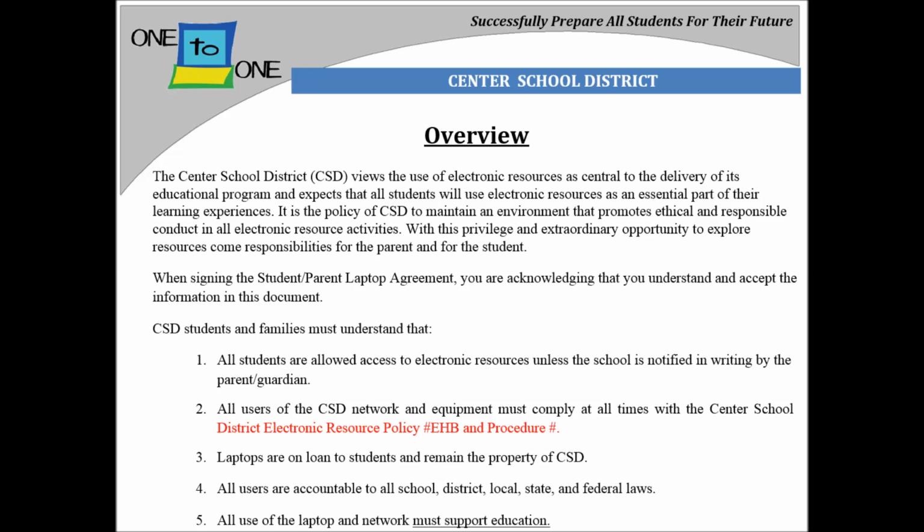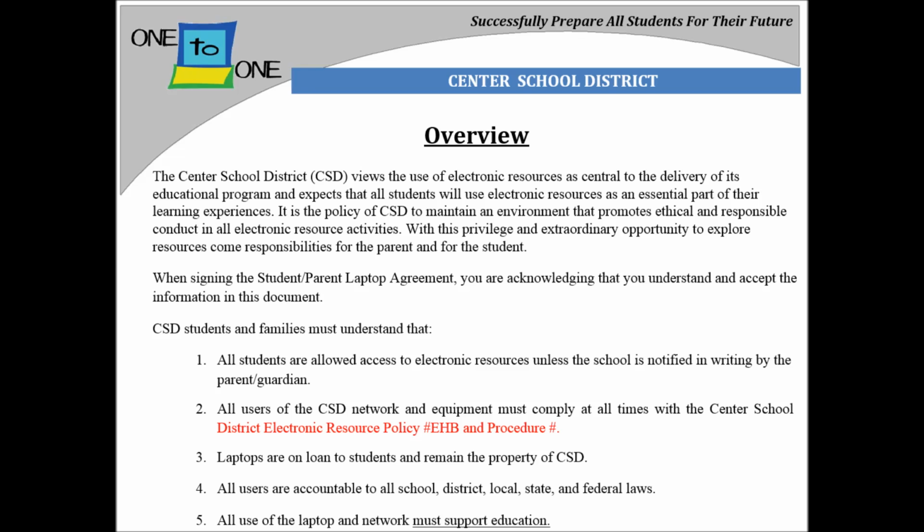When signing the student-parent laptop agreement, you are acknowledging that you understand and accept the information in this document. Center students and families must understand the following. All students are allowed access to the electronic resources unless the school is notified in writing by the parent or guardian. All users of Center network and equipment must comply with the Center School District electronic policy at all times.